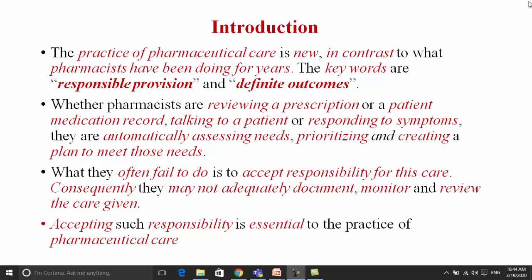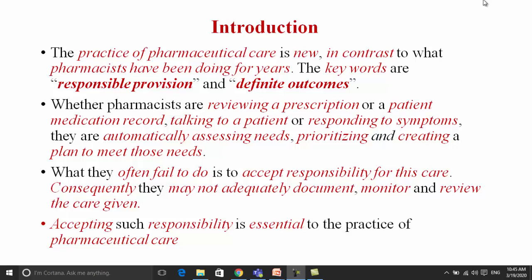The practice of pharmaceutical care is new in contrast to what pharmacists have been doing for years. But the key concept, the key word to this new type of practice of providing pharmaceutical care, is the responsible provision. There is a responsibility, as we defined in the previous slide, and you have to achieve a definite outcome. Why? Because the ultimate goal is to assure quality and improve the patient's quality of life after receiving the pharmaceutical care provided by healthcare professionals such as pharmacists.